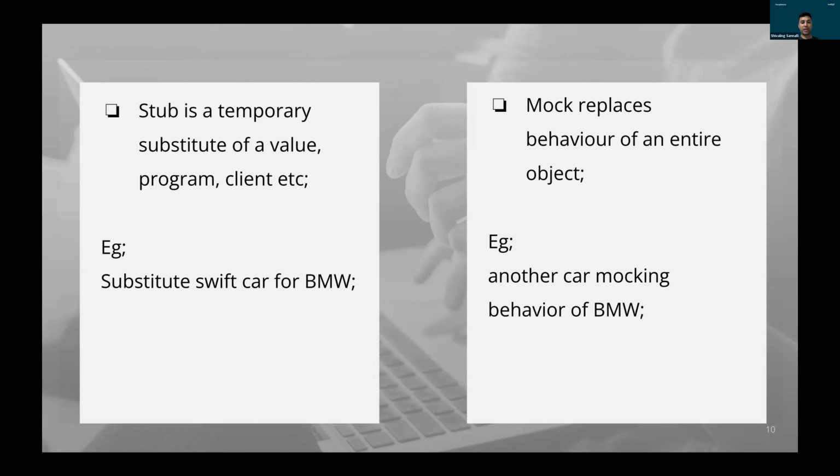Another example is fake meat, or a mock meat. You find the right texture, the right thickness, and the taste as well, but it's not real meat. You have substituted some of the elements to mock the behavior of the meat.